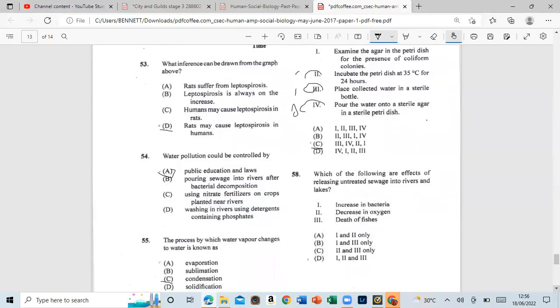Which of the following are effects of releasing untreated sewage into rivers and lakes? 1. Increasing bacteria. 2. Decreasing oxygen. 3. Death of fishes. And that is all 3, unfortunately. All right, so let's move on to 59.